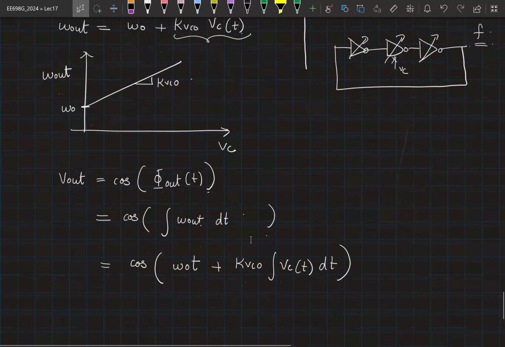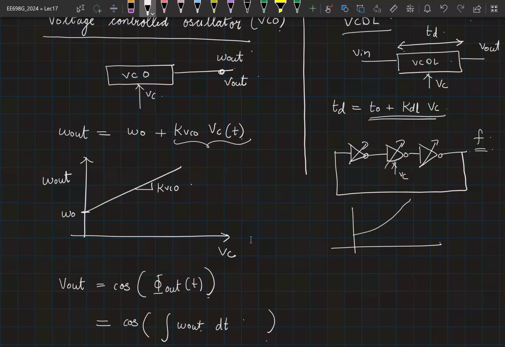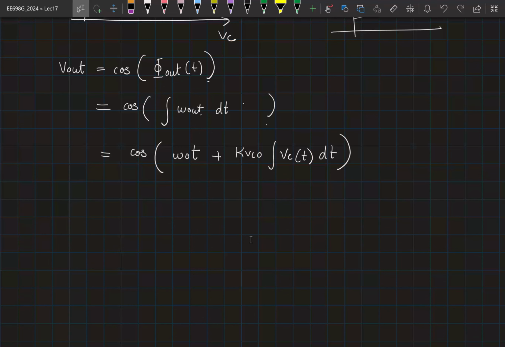Omega out will vary linearly. That is a very good question. So much like in a VCDL, the actual plot is going to be non-linear, right? But for modeling purposes, the plot could be something like this. But for our analysis purposes, you are going to linearize it around the operating point. And once you linearize it, you can work with an expression like this. Now, if Vc was a constant Vc naught, then the point that you mentioned, this simply becomes an offset. It will become some omega naught plus kVCO into Vc naught into time. It becomes a frequency offset.